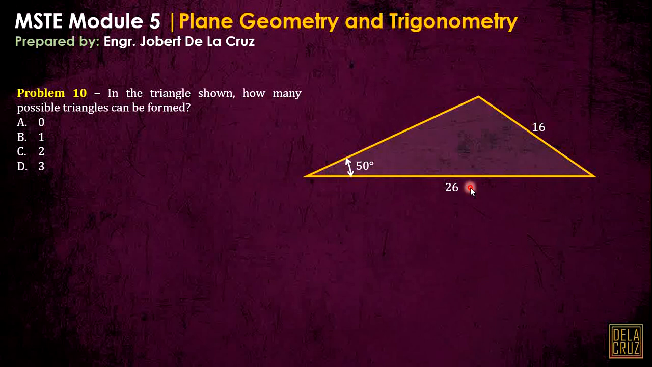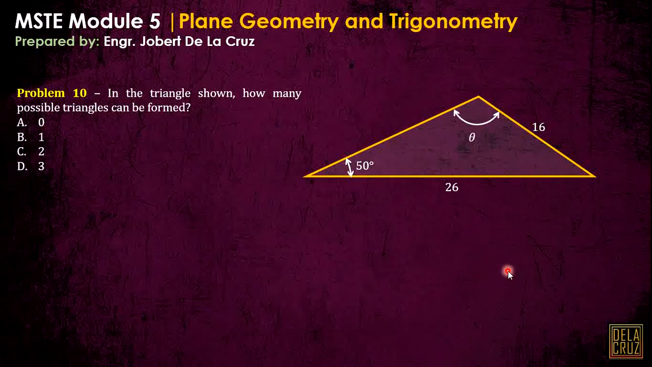that is opposite to the one side. Okay, this one. So, this 50 is opposite of this one side. Kumbaga, hindi siya included angle na. So, gagawin natin is sine law, of course. So, kukunin natin yung opposite angle niya. Technique dito, kukunin natin yung opposite angle sa isang side.